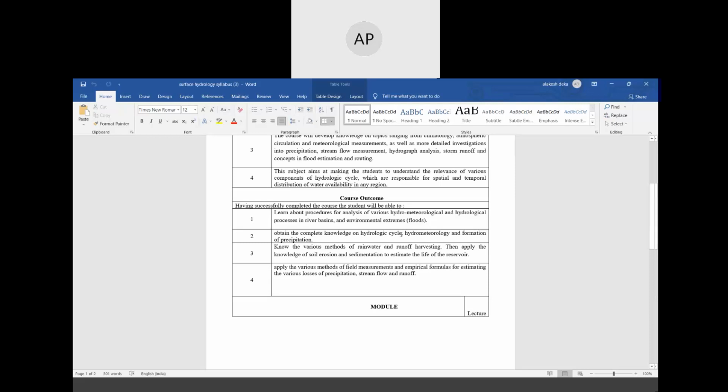Obtain a computer knowledge of the hydrologic cycle and hydrometeorology information of precipitation. Learn various methods of rainwater and runoff harvesting, how rainwater and runoff can be harvested. Then apply the knowledge of soil erosion and sedimentation to estimate the life of the reservoir. Apply the various methods of field measurements and empirical formulas for estimating the various losses of precipitation, stream flow, and runoff.